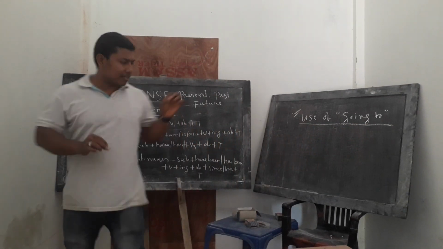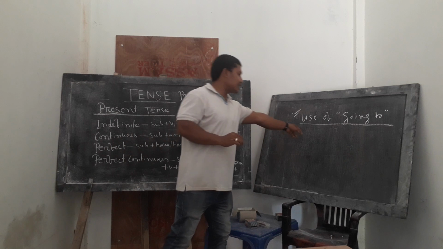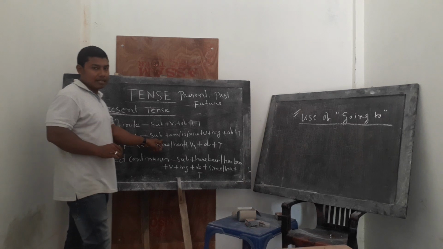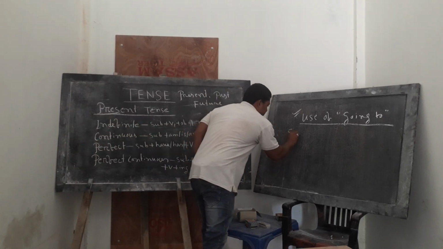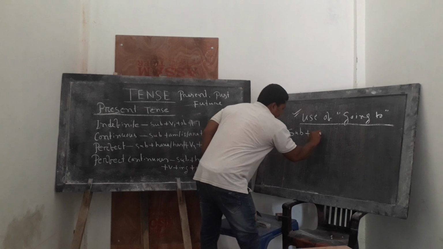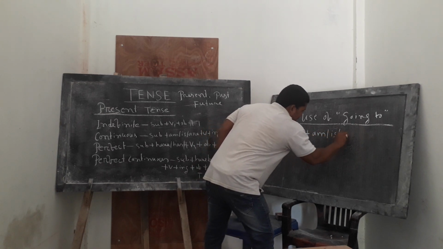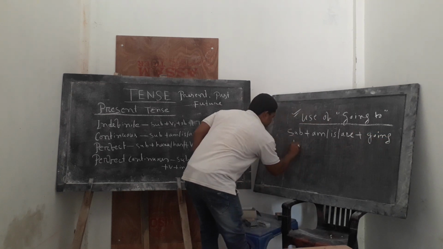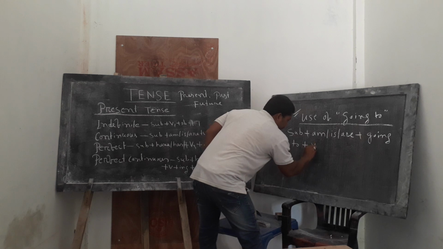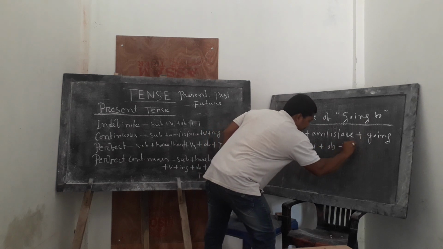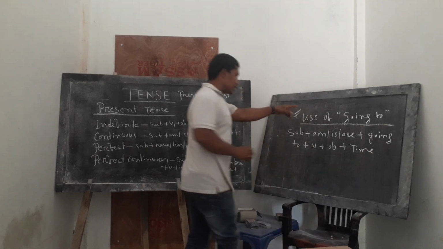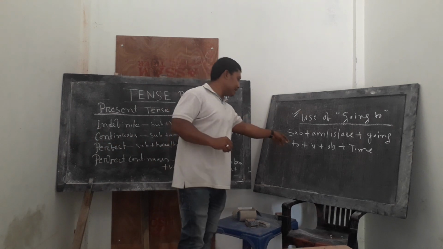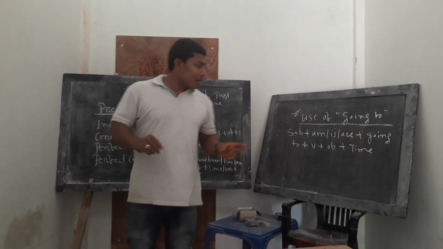But the most notable fact is that when we use going to in present continuous tense, its formula will be something different from this formula. The formula will be subject plus am, is, are plus going to plus verb plus object plus time. This is the formula of this particular concept. If we take some examples by following this formula, I think it will definitely make it clear.